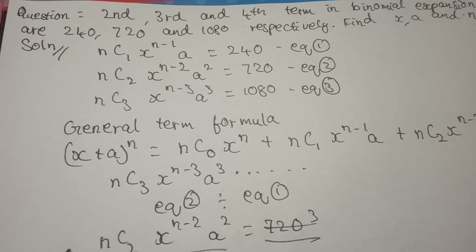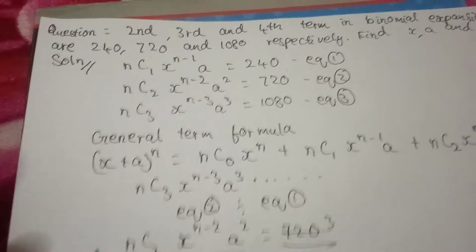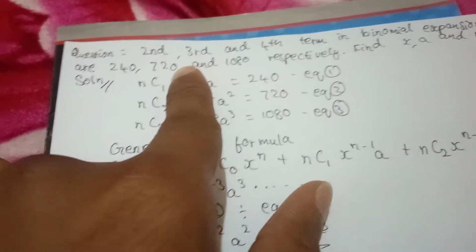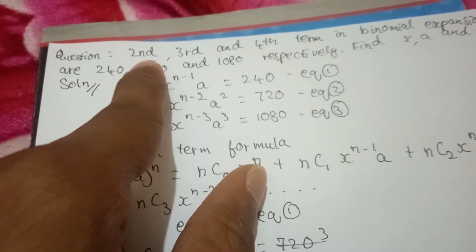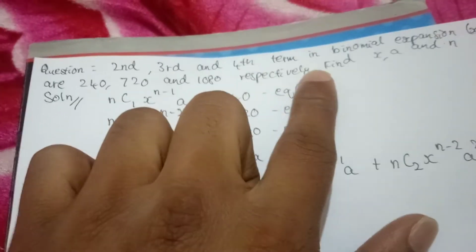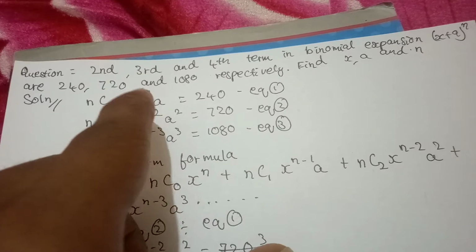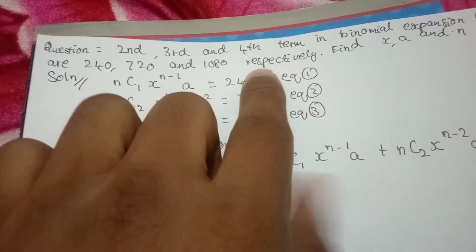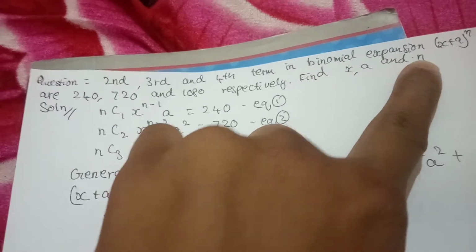So this is a binomial theorem question, which is worth about 5 to 9 marks. Let's jump into the question. The second, third, and fourth terms in the binomial expansion of (x + a)^n are 240, 720, and 1080 respectively. Find x, a, and n.